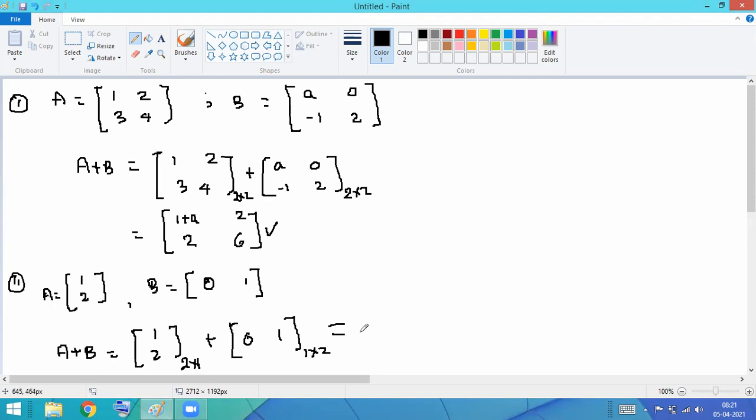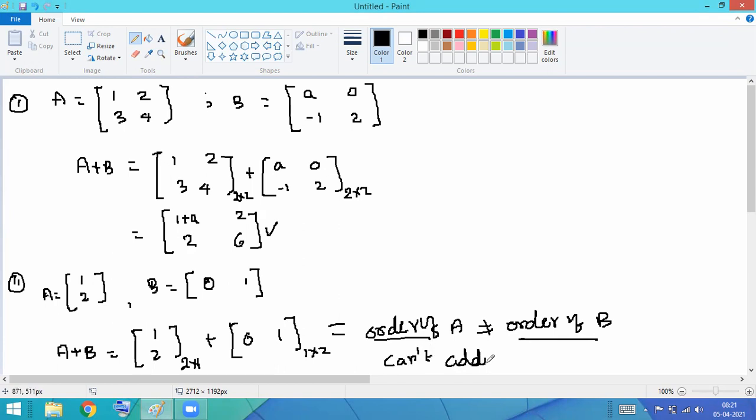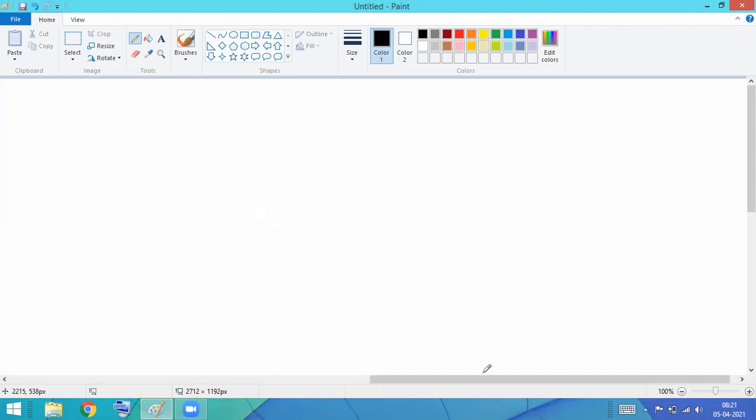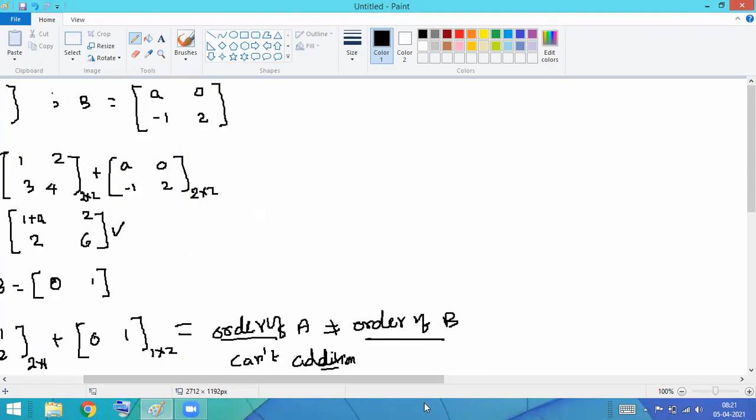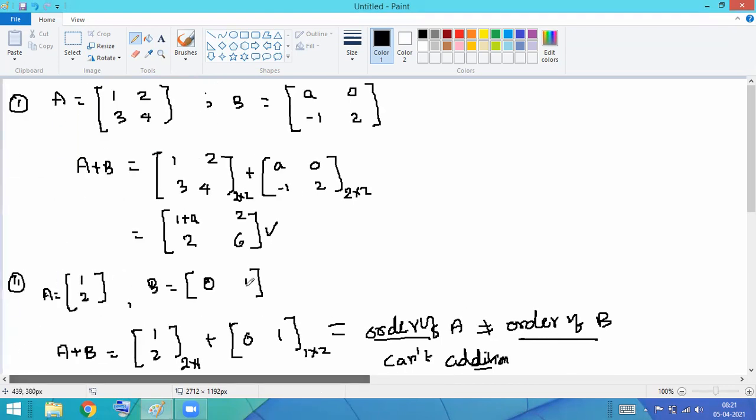Why? Because here the order is not the same. So we can say that the order of A is not equal to the order of B. If the order of A is not equal to the order of B, then we can't add here. Addition is not possible here. Even we can't subtract. Neither can we subtract nor add here.